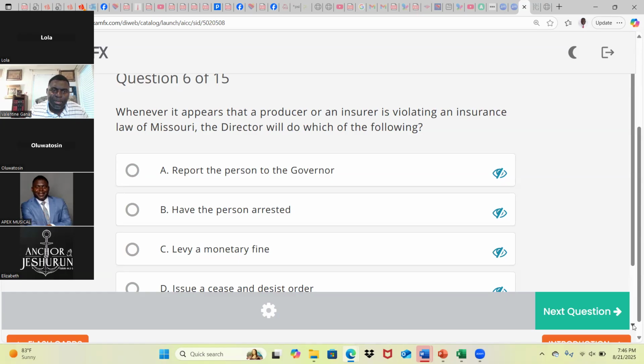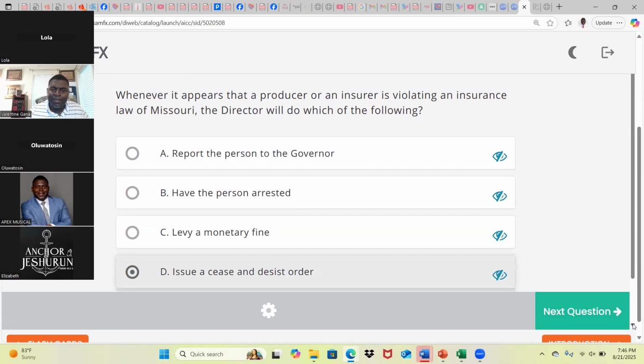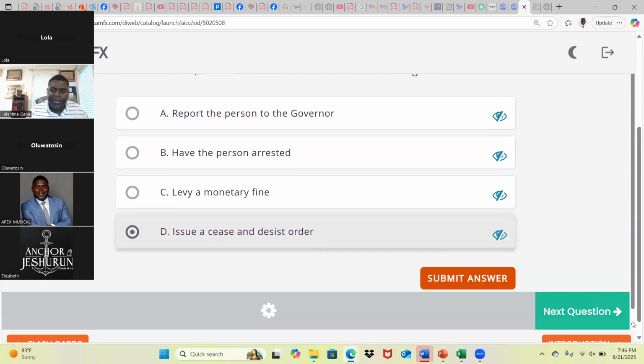I think it's D. Yeah. D. Correct. Have the person arrested? The director of insurance does not have the power to arrest. That is purely something with the court system. So let's see if we're right.